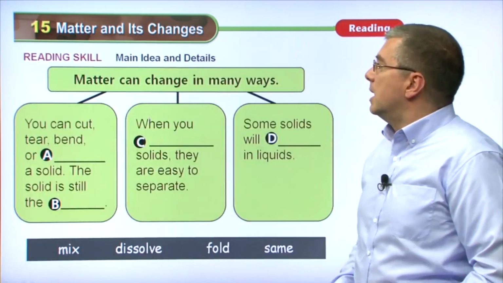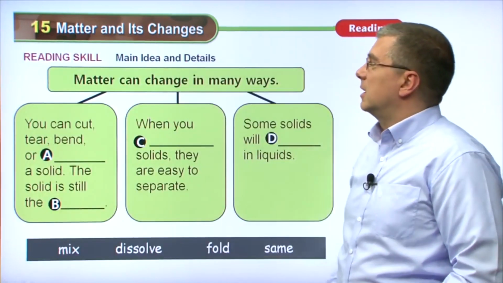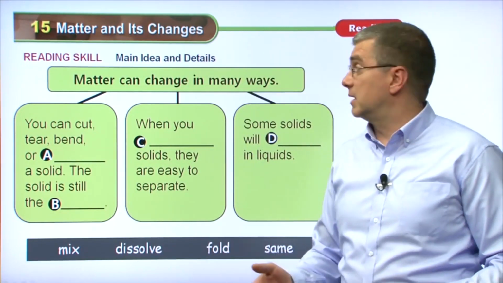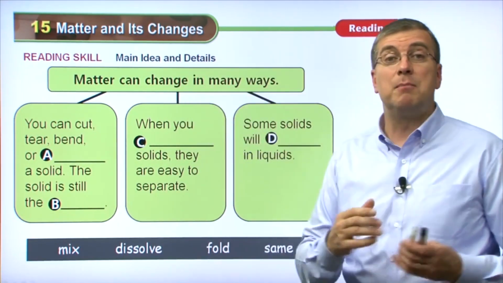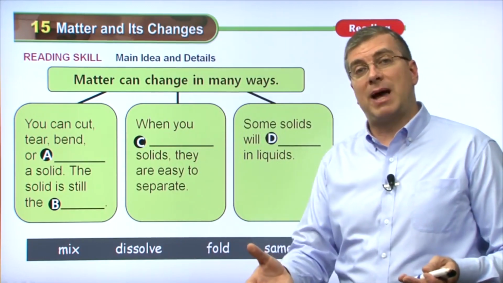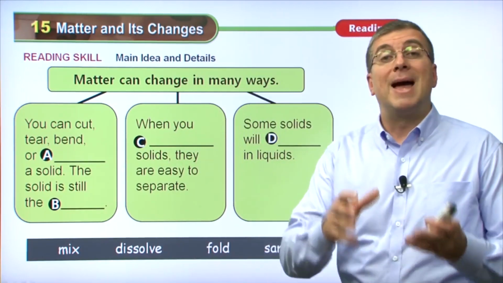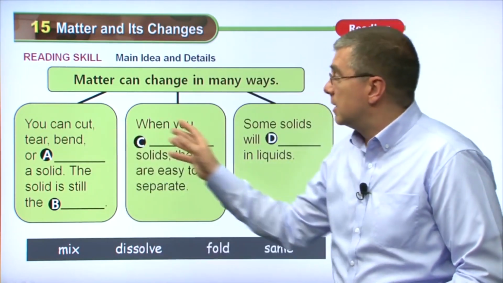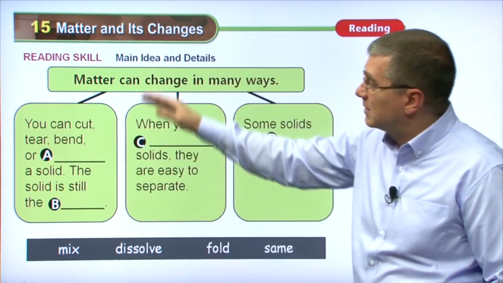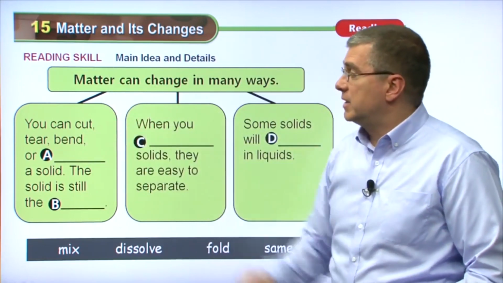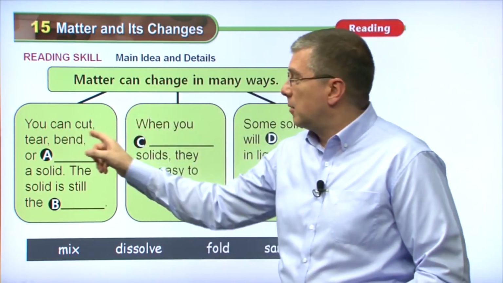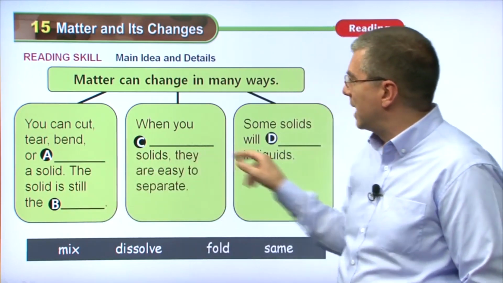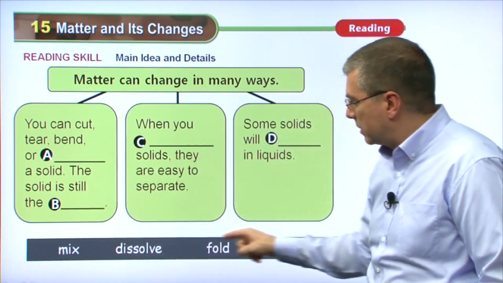Okay? So let's talk about the reading skill. Main idea in detail. So we talked about the main idea. What was the topic sentence? Matter can change in many ways. So basically this passage was talking about many different ways that matter can change. We can see the details that support this main idea. Our first detail, you can cut, tear, bend, or fold a solid. The solid is still the same, so of course we have many blanks here. We need to fill in the blanks with these words.